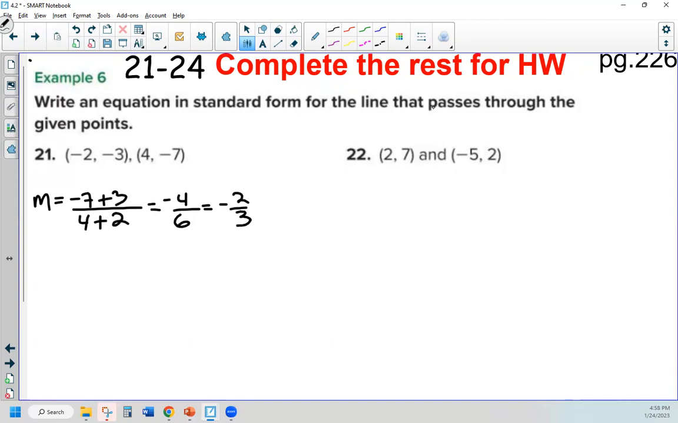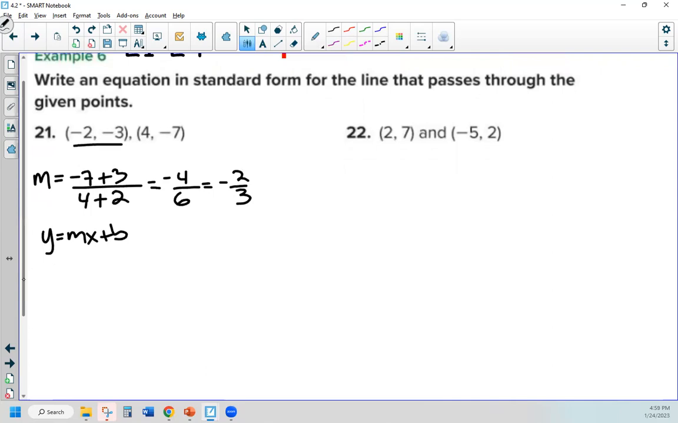Okay, now that I have slope, let me grab one of my points here and put them in my y equals mx plus b, so we can find the y-intercept.